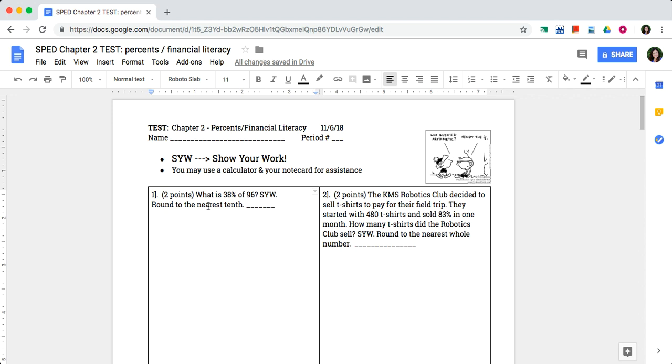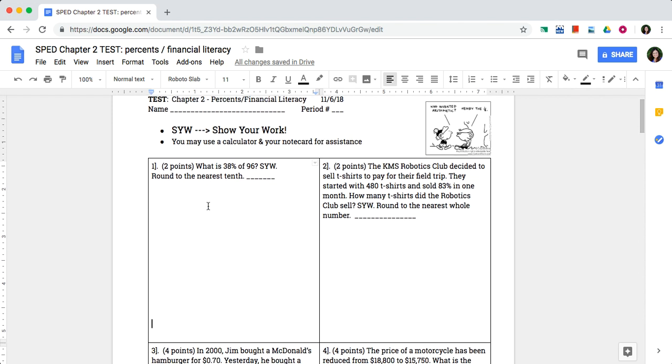Number 1. It says, what is 38% of 96? Okay, so you're going to have it just like it is here. Your key thing to look at is "of." What does "of" mean? You need to make sure you show your work and round to the nearest tenth. So you might get a big long decimal, you might not. Just know to round to the nearest tenth. So make sure you show your work down here and fill in here the rounded answer to the nearest tenth.